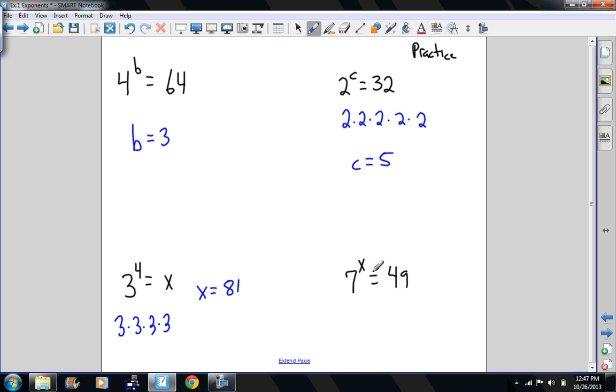And over here, 7 raised to the x is equal to 49. X is going to be equal to 2. All right, so that's one section of IXL that we'd be working on.